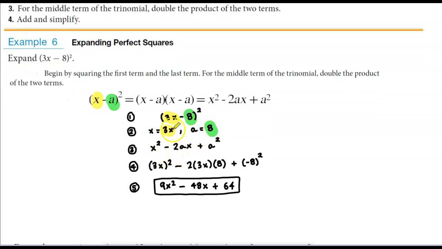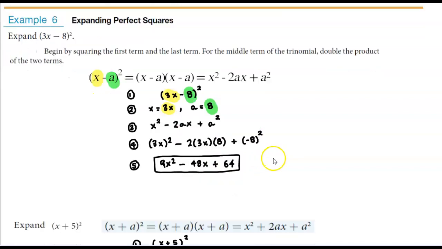So we're going to plug in for x to be 3x, and then we're going to square it. Minus 2, we know that a is 8, we know that x is 3x, plus negative 8 squared. So we squared 3x, which is 9x squared, minus 2 times 3 times 8, which is 48x, plus negative 8 squared, which is 64.